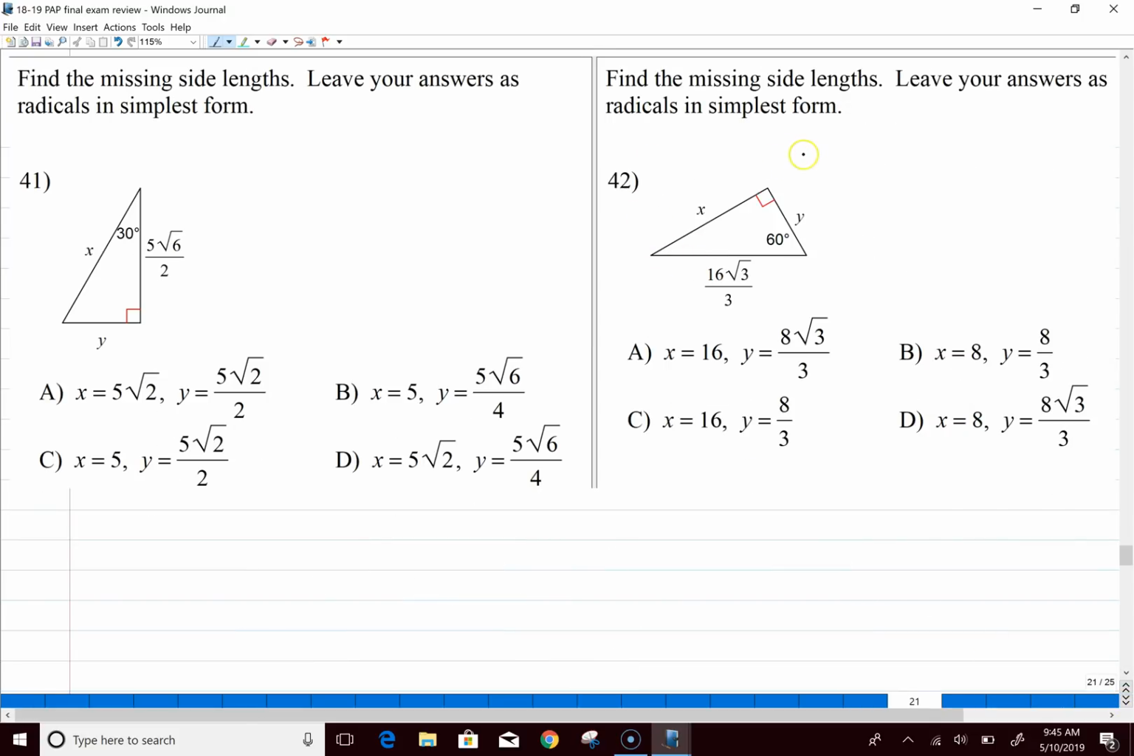Number 42, 30, 60, 90. X, what was it? X, 2x, x square root of 3, I think. Hold on. No, that's wrong. This is 2x. I think this is x square root of 3. I think. I gotta look it up.